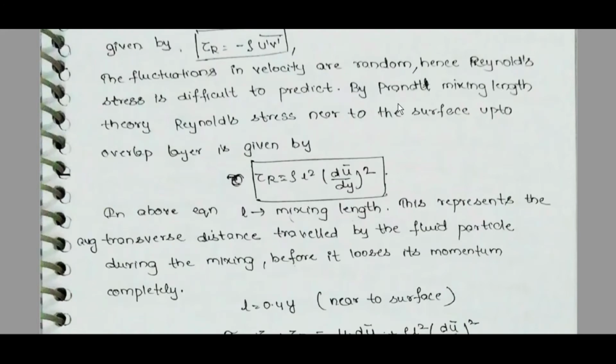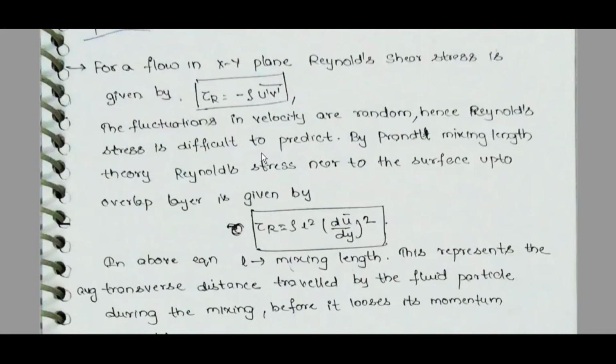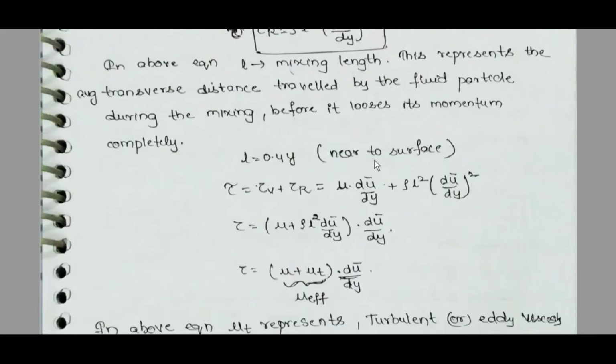By Prandtl mixing length theory, Reynolds stress near the surface up to the overlap layer is given by tau r is equal to rho L square (du bar by dy) whole square. In the above equation, L is the mixing length, which represents the average transverse distance traveled by a fluid particle during mixing before it loses its momentum completely. L is equal to 0.4 y.